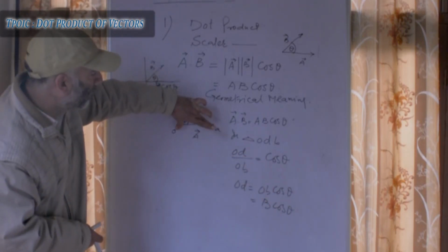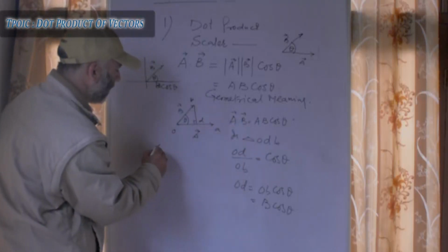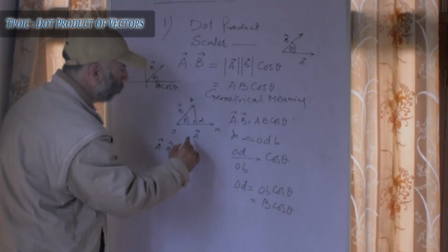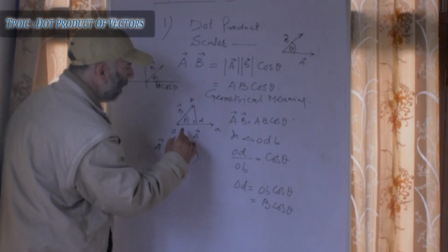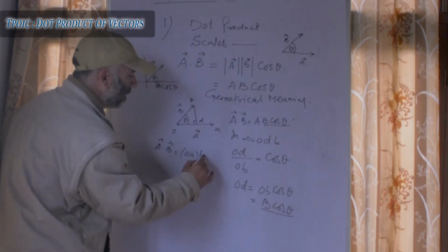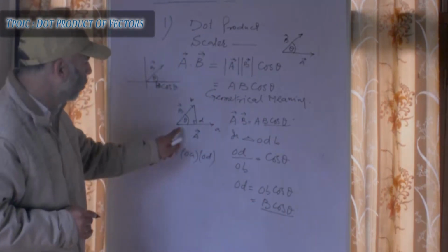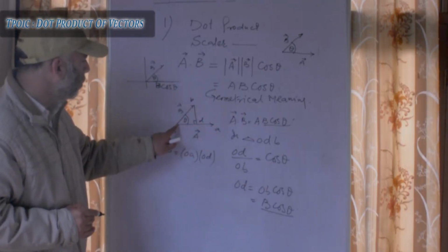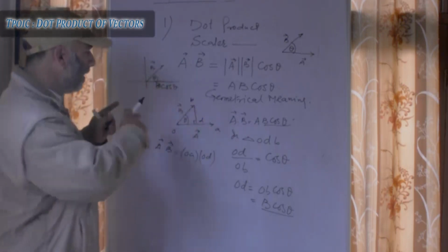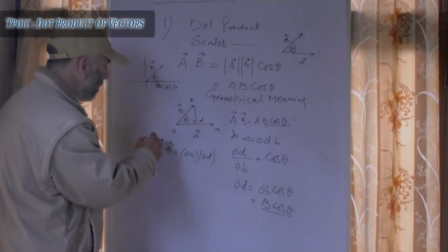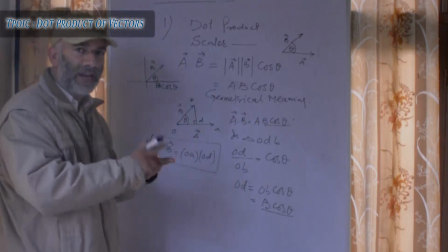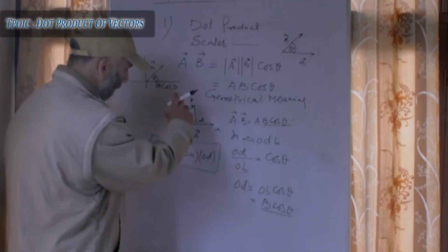So we can write A dot B is equal to mod of A, which we write here as OA, and then there is B cos theta, which we write here as OD. What is OA? It is the magnitude of one vector. What is OD? It is the component of the second vector, the magnitude of the component of the second vector in the direction of the first vector. So the geometrical meaning of the dot product is the product of the magnitude of one vector and the magnitude of the component of the second vector in the direction of the first vector.